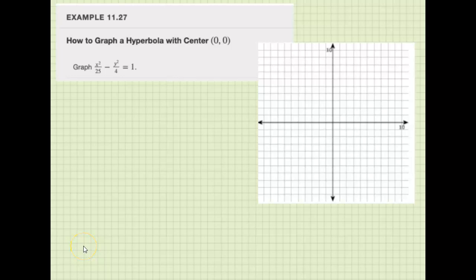Hello and welcome. So we're gonna graph this hyperbola. It has a center at 0, 0. All right. So graphing a hyperbola is a little bit more involved than graphing ellipses. First, you need to kind of build the scaffolding where to put the hyperbola.